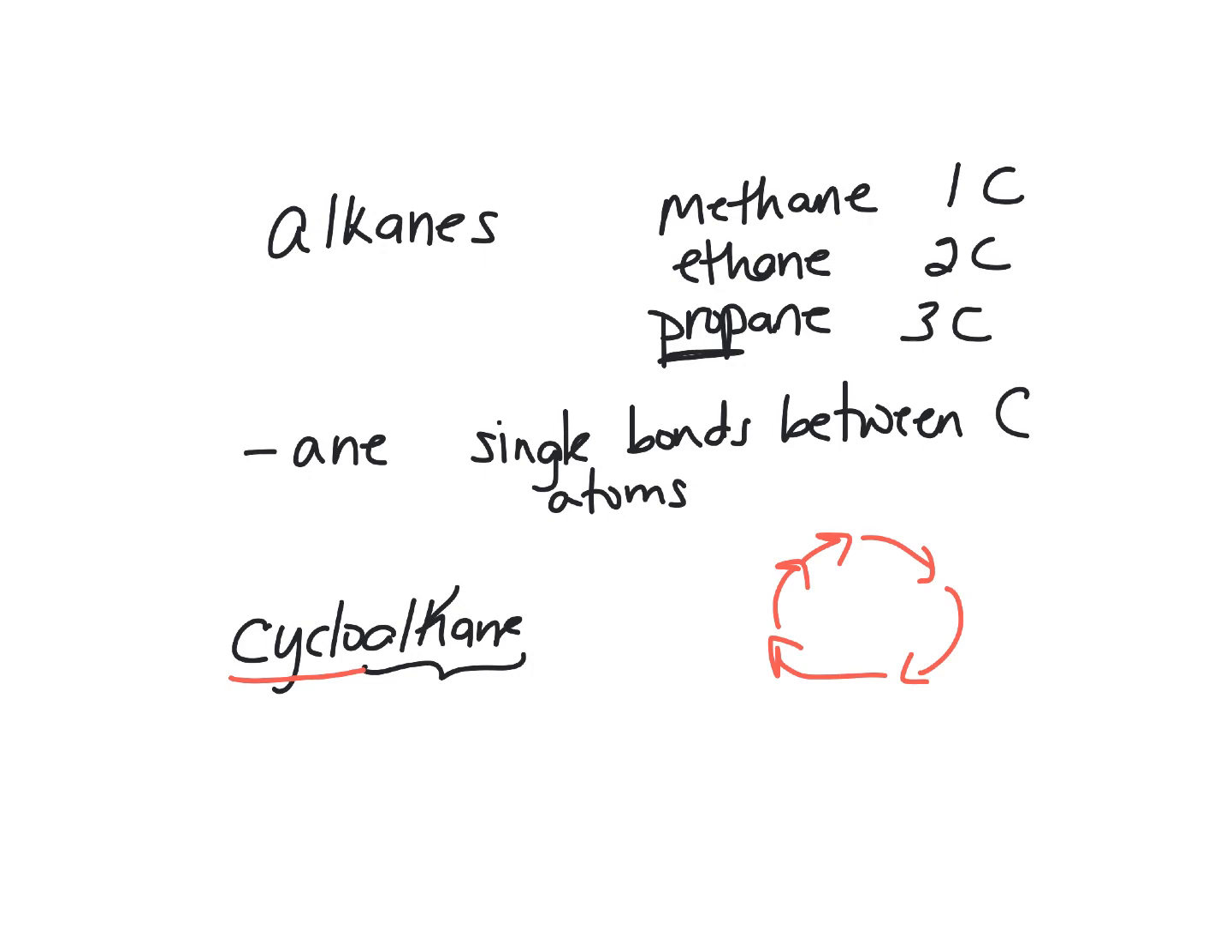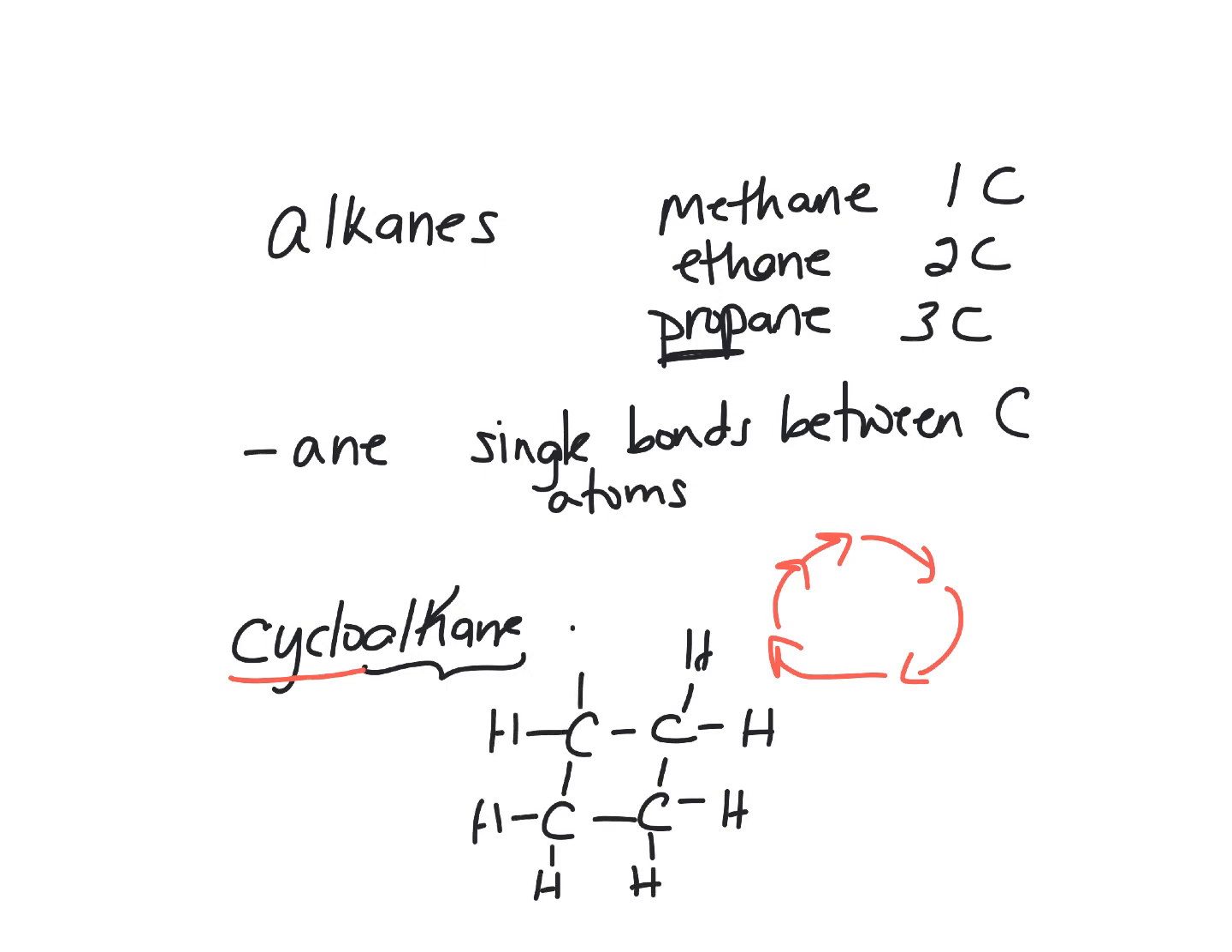So when we have a cycloalkane, what we're looking at is carbons in some sort of ring. That's the only difference. We still have single bonds because we have the ANE ending, but now we have a ring structure. The cyclo just tells us that we're dealing with a ring. We can still add in our hydrogens here. And remember, every carbon has 4 bonds. These were implied hydrogens until we drew them in. And so we can determine the number of hydrogens simply because we know every carbon has to have 4 bonds.